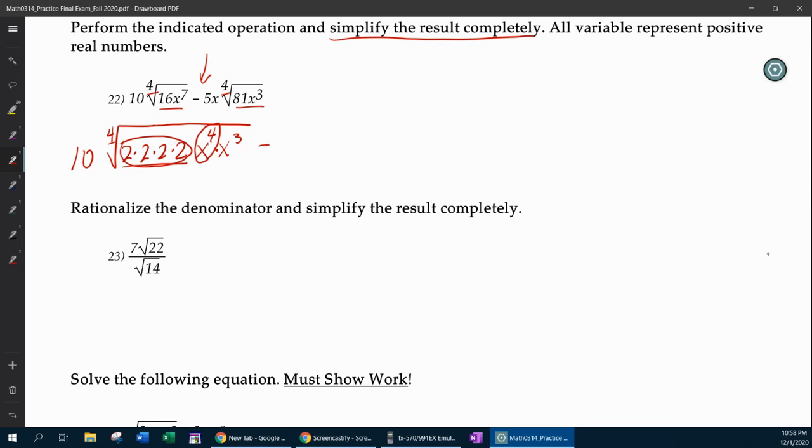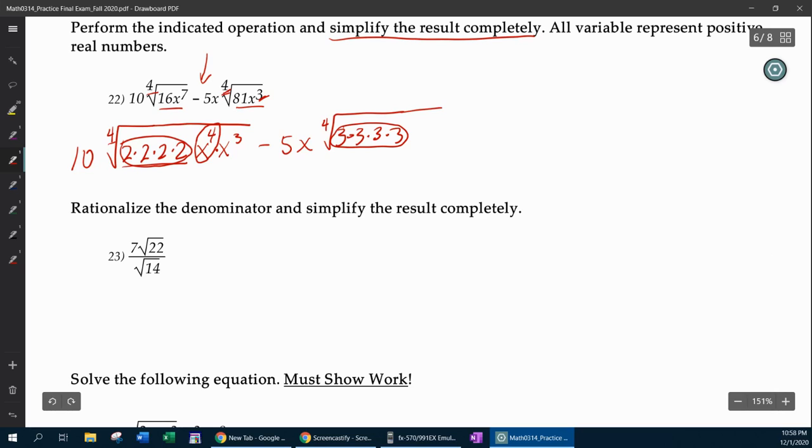Now, for the other radical, I've got minus 5x, fourth root of, and I happen to know that 81 is 3 times 3 times 3 times 3. 4 threes multiplied make 81. Again, that's nice because I'll be able to bring the 3s out. x to the 3rd, since this exponent is smaller than the index, I'm not going to be able to simplify the x to the 3rd. So it's going to have to stay under the radical.